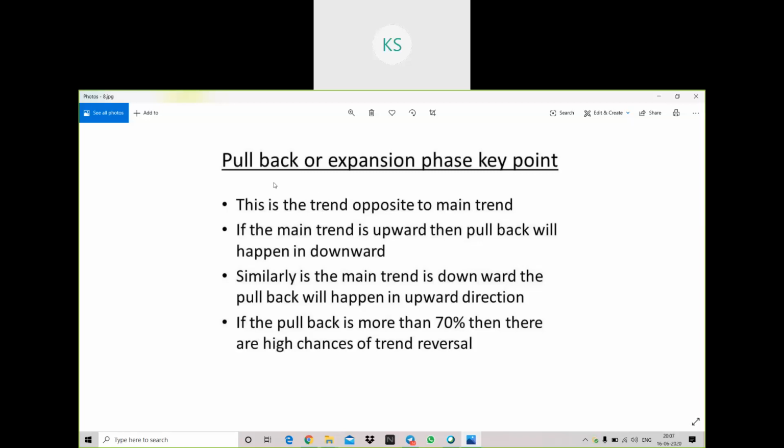Okay, so this is the pullback now. After contraction we have moved to pullback. So pullback is also known as a move against the main trend. If the stock is in an upward direction, you get a signal that the stock is going in a downward direction, so that will be your pullback. Okay, that will be a pullback in the upward trend. In the same way, if the main trend is in a downward direction and the price starts moving in an upward direction, that will be your pullback in the downward direction.